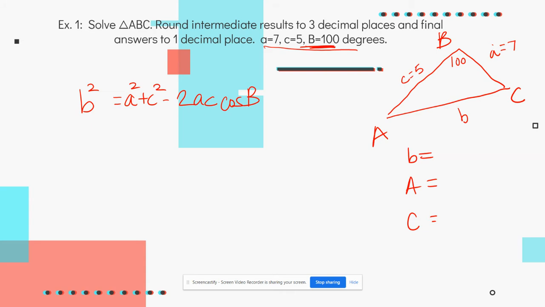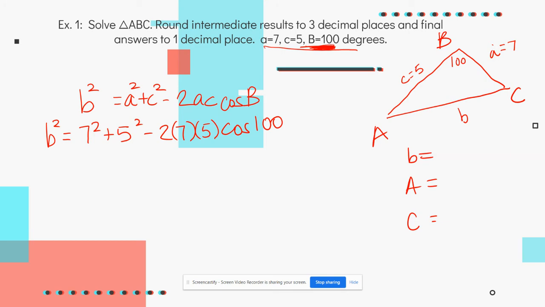Now I'm going to go ahead and plug in. So I don't know what b squared is. I know that a is 7, c is 5, a is 7, c is 5, and b is 100. And I'm going to verify that I don't have more than one variable here. So if I did have more than one variable, then that means maybe I used the wrong information here. But I like to start with what I have more of. So I like to start with my angle measurement here.